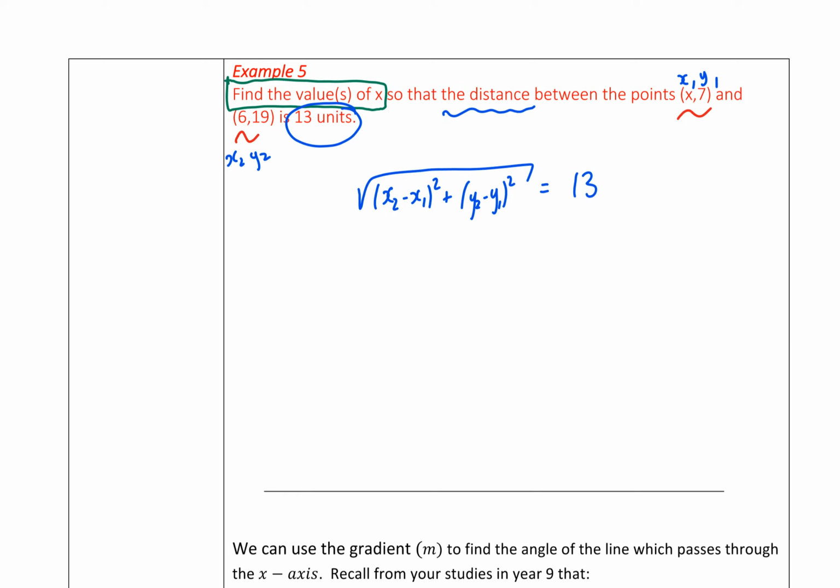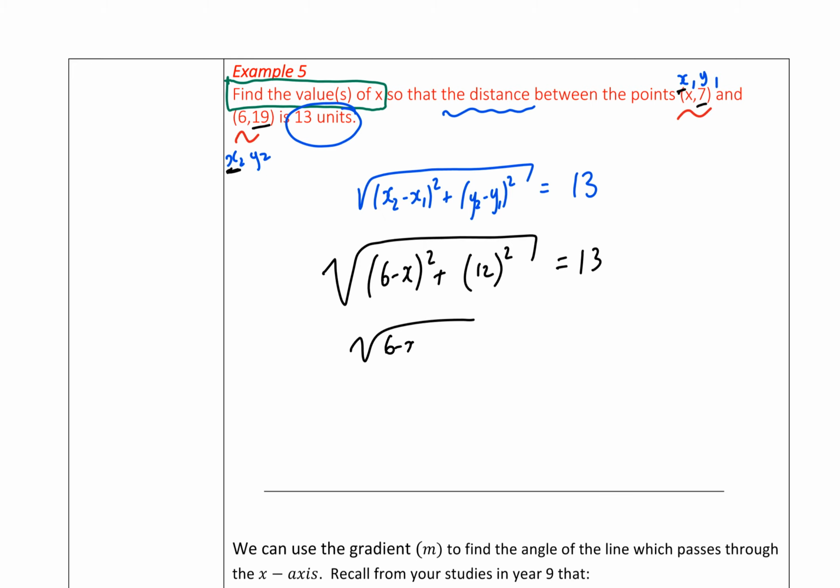So subbing this into our formula, the square root of x2 minus x1, so that's 6 minus x squared, plus 19 minus 7, so that's going to be 12 squared, is equal to 13. So the square root of 6 minus x squared plus 144 is equal to 13. If I square both sides, we get 6 minus x squared plus 144 minus 169, so I'm just minusing 13 squared, is equal to 0.